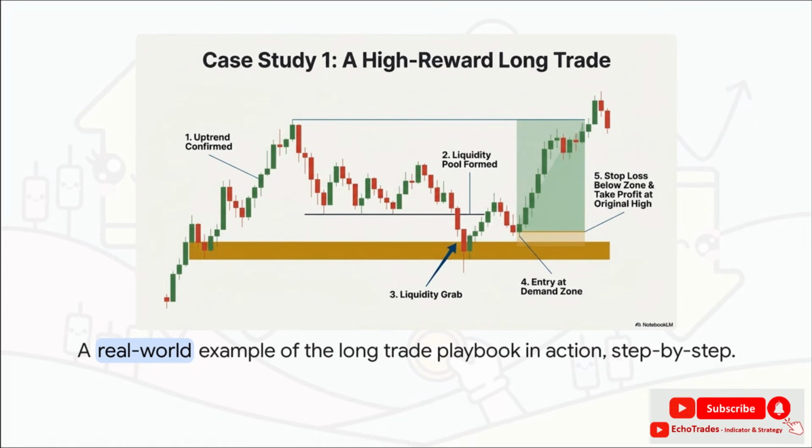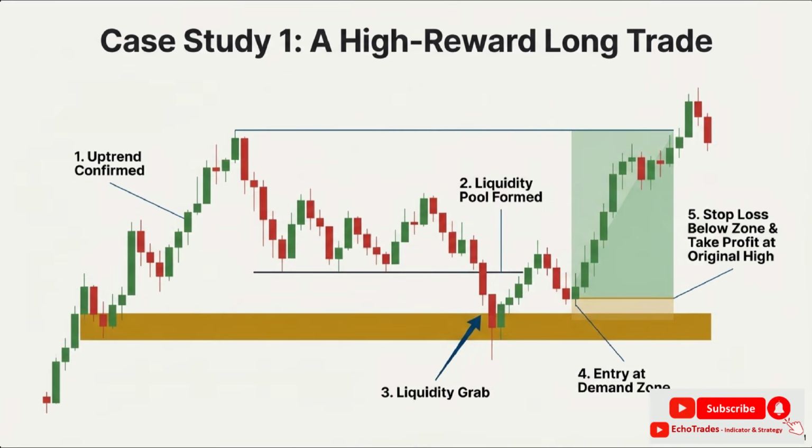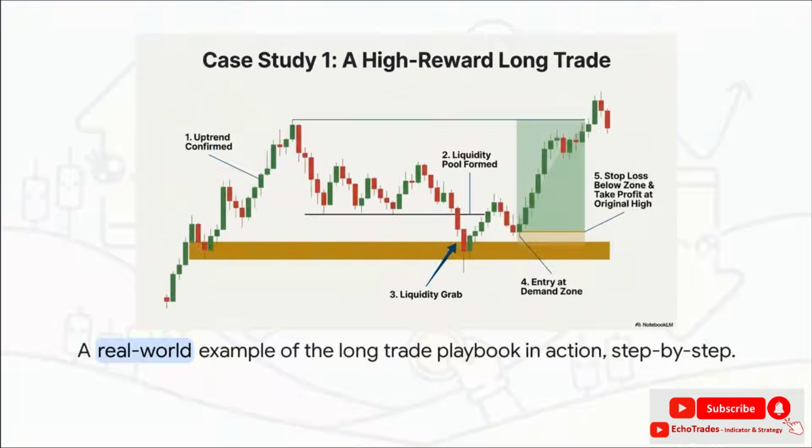Now let's see this on a real chart, because that's where it counts, right? Look here. Step 1, the uptrend is obvious. Then price ranges a bit, forming that beautiful liquidity pool at step 2. Then watch this sharp wick down at step 3, that's the grab. And right after, price comes back to the demand zone, giving us our entry at step 4 for an absolutely fantastic, high-reward move that continues the original trend. It's the playbook, plain as day.